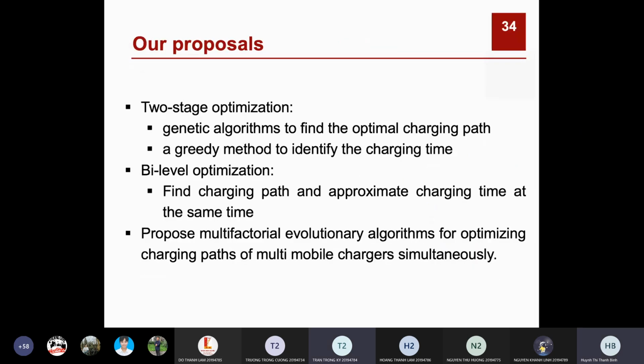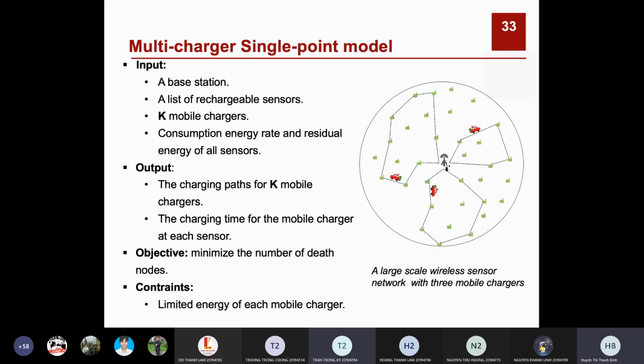What is the dead node? The dead node is when the node runs out of energy, so we call it the dead node. If one sensor runs out of energy, that sensor will die, so the wireless sensor network will be disconnected.